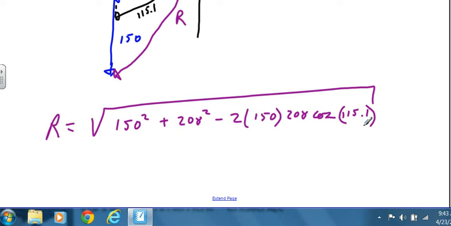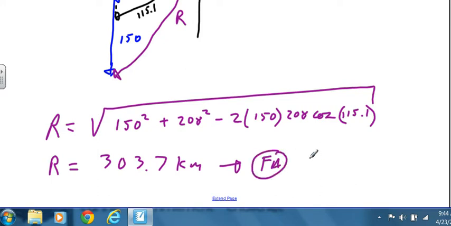Okay, put it in a calculator. Square root of 150 squared plus 208 squared minus 2 times 150 times 208 times the cosine 115.1. Close parentheses, close parentheses. So my distance r is 303.7. And are we in kilometers or miles per hour? We're in kilometers. My final answer is only going to be 3 significant digits, so the final answer for that is going to be 304 kilometers.